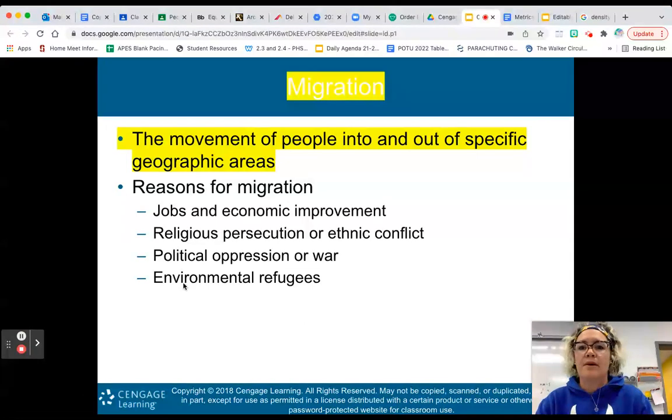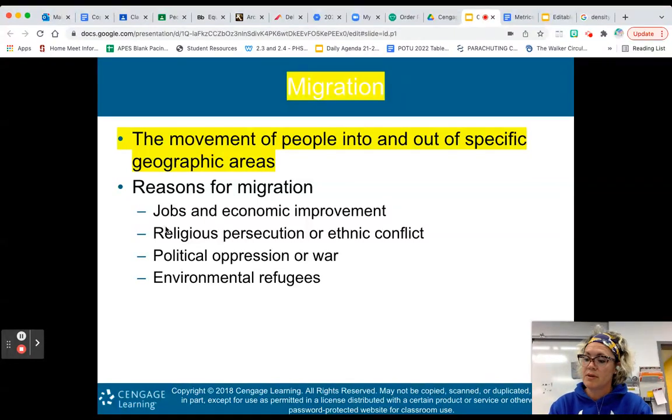All right. Migration, the movement of people into and out of specific geographic areas. And this plays into the total population of an area. Reasons for migration can be economic, they can be religious, or like right now we have a lot of people moving out of Ukraine because of oppression and war, or sometimes even environmental refugees coming from areas that are being degraded or affected by climate change. I know Madagascar is going through an extreme series of droughts that is indicative of the climate actually permanently changing there.